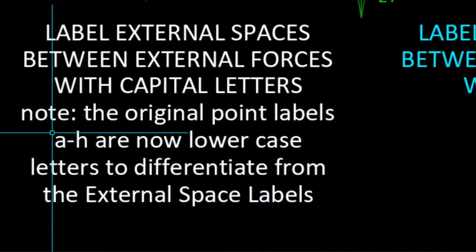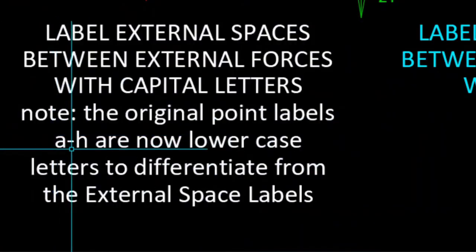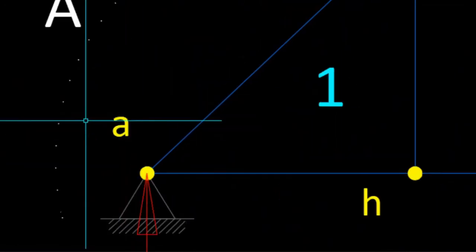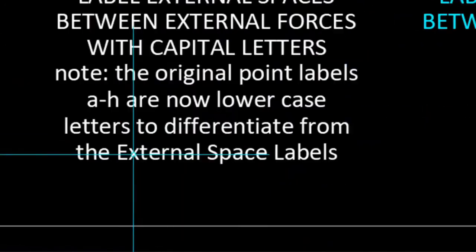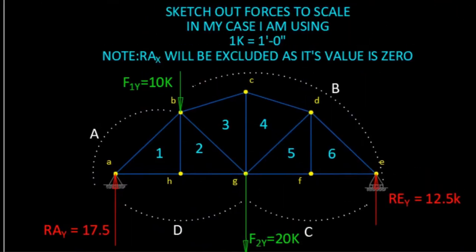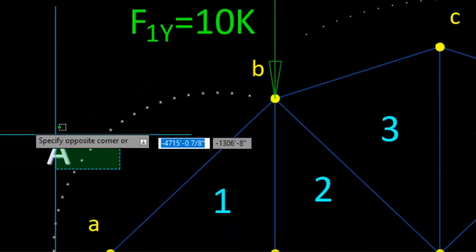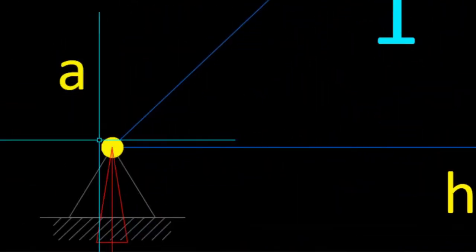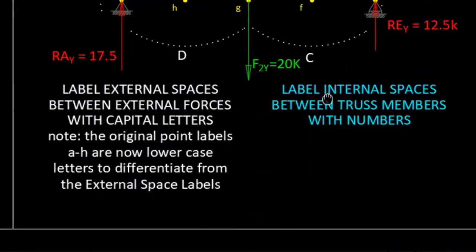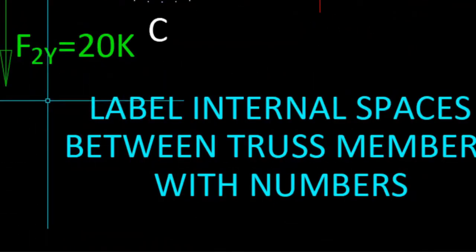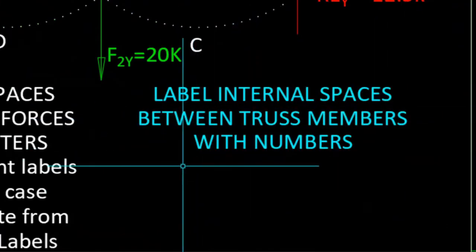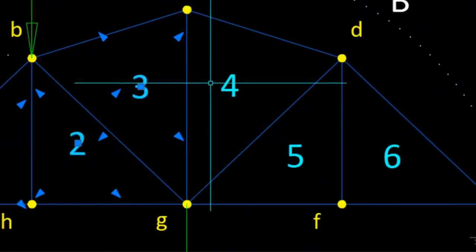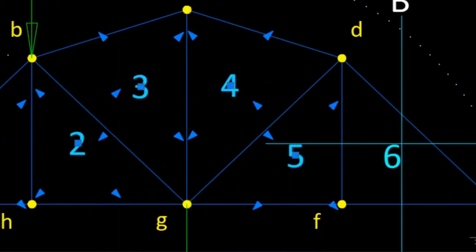Also, please note that the original point labels that I had showing the joints, for example, here we had a capital A, I changed that to a lowercase. This is just so that we could differentiate between the external space and the actual joint we're looking at. And next, we will label the internal spaces between the truss members with numbers. Here we see space 1, 2, 3, 4, 5, and 6.